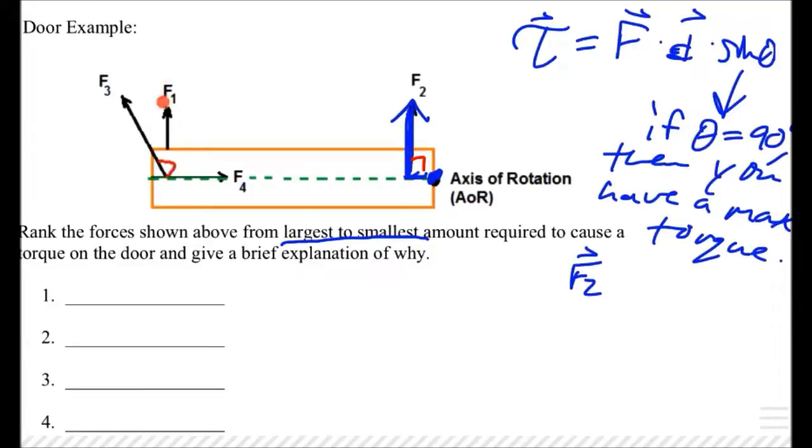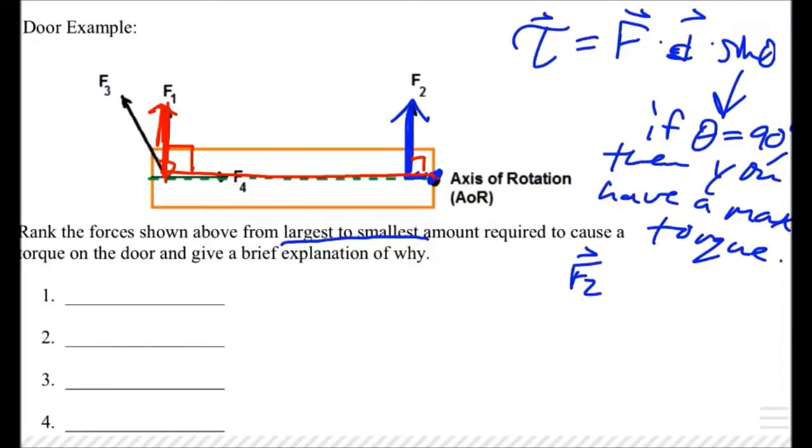Let's look at force 1. So force vector 1. The lever arm is the distance from the axis of rotation all the way out to the force vector. Here's the force vector we're concerned with, force vector 1. The angle between those two is theta, and that's 90, so that's a maximum angular value there. So we really only have to concern ourselves with the force and the lever arm.